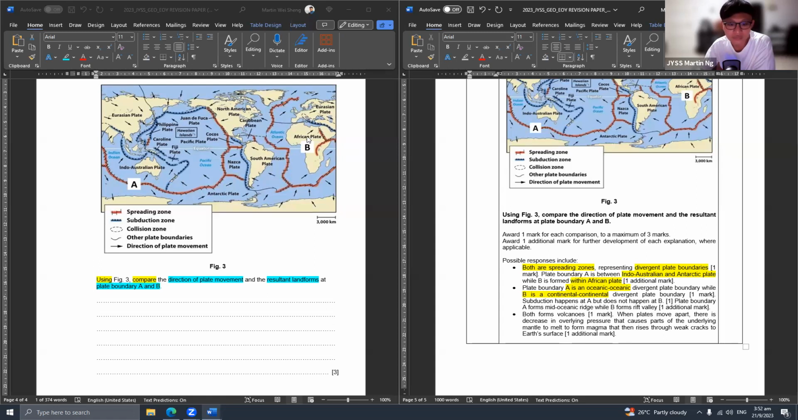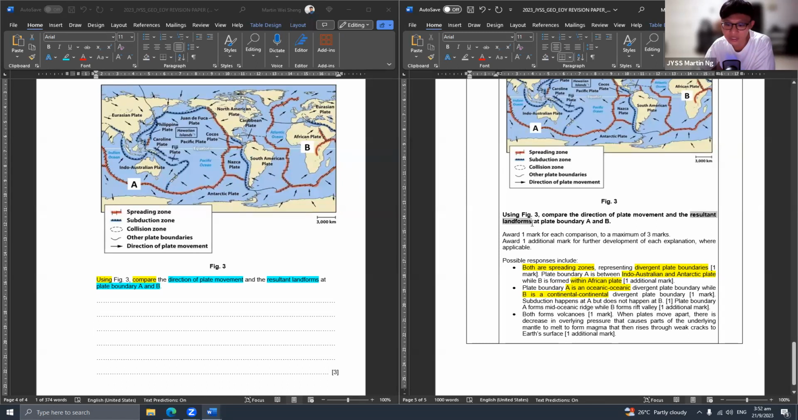Okay. Now, when I look at B, the line is actually stretching across the continent of Africa. Right now, where my mouse is, this is the continent of Africa. So I can see that this line is on Africa itself, within Africa itself. So the splitting up of Africa would be a continental divergent plate boundary.